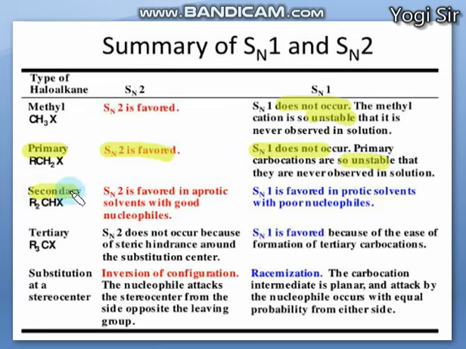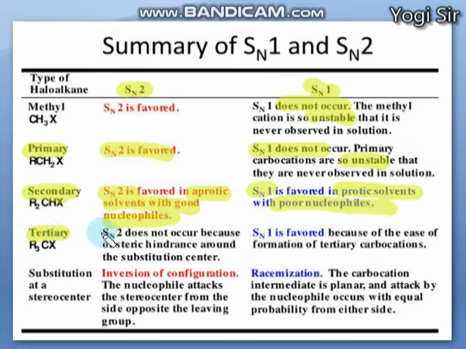In the same way, secondary is favored for both, but typically we require two things: one is the type of leaving group and the other is the nature of the solvent. So here it is mentioned that aprotic solvents with good nucleophiles will follow the SN2 mechanism with secondary, while if you are using protic solvents and poor nucleophiles, then it might follow the SN1 reaction, that is selectively for secondary.